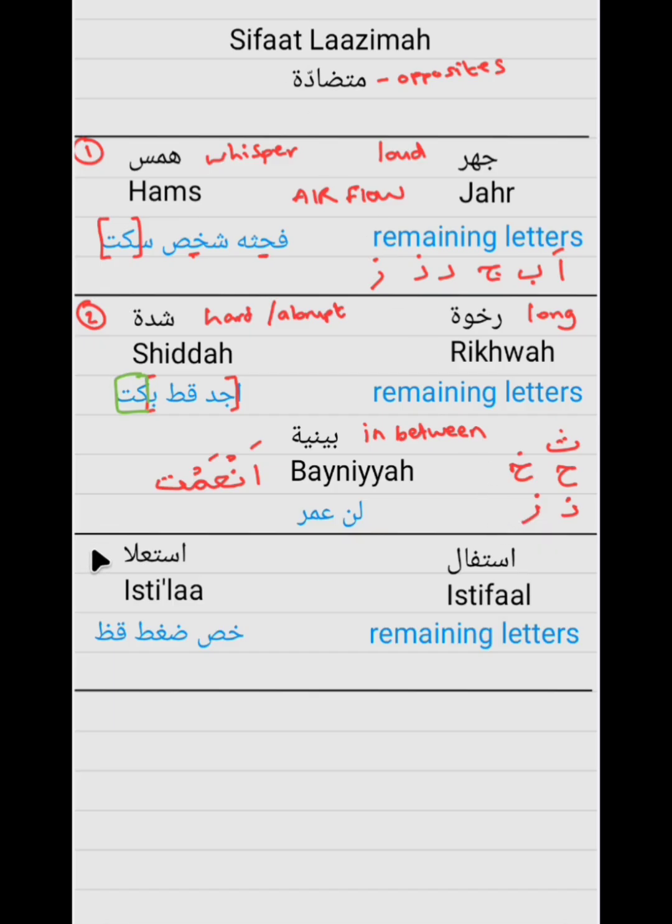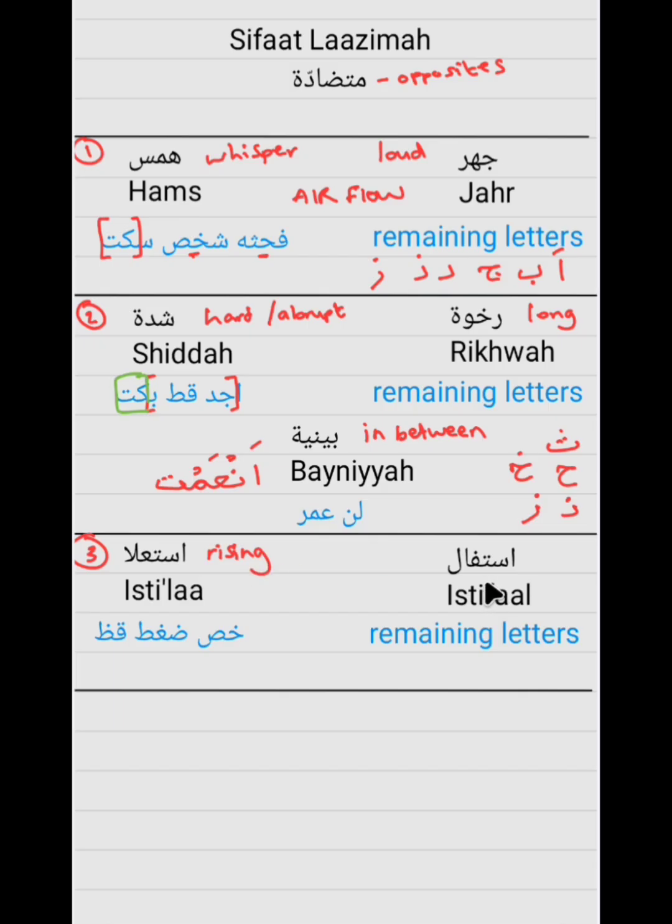The final two sifat are basically empty mouth and full mouth letters, right? So we've got isti'la and istifal. Now isti'la, coming from the word ala, means to rise up. That means referring to the back of the tongue rising up towards the palate, creating a fullness in the pronunciation of the letter. So these are called rising letters.